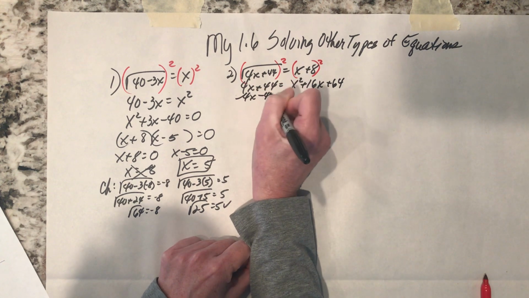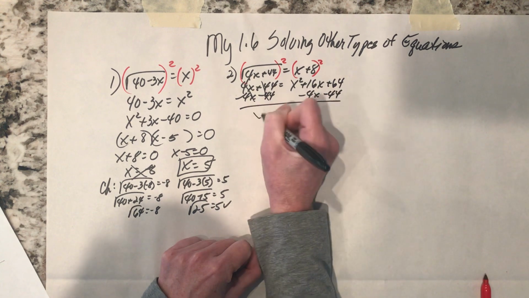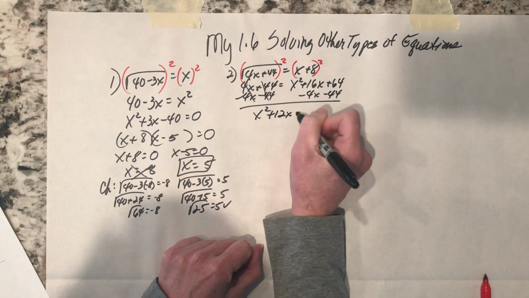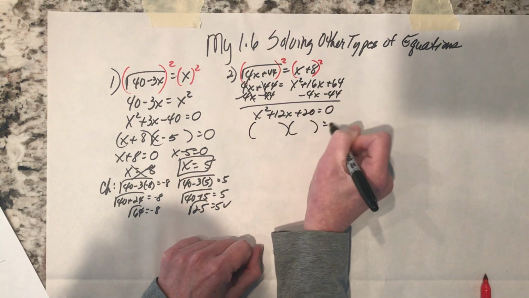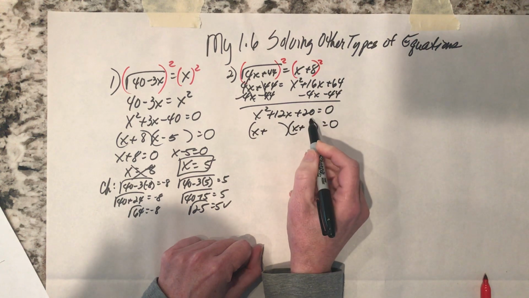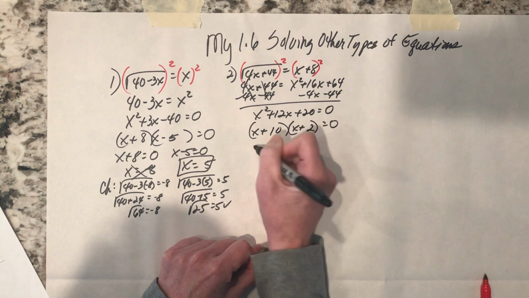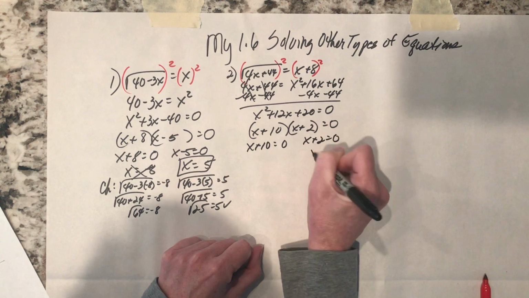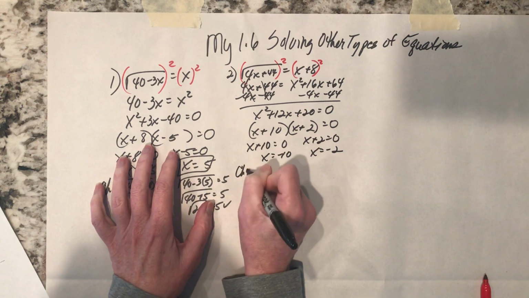Move over the 4x and the 44. X squared plus 12x plus 20 equals 0. There's the 0. Let's factor it. X plus, x plus. The two numbers that multiply to give us 20 that add together to give us 12 are 10 and 2. Use the property that allows you to set each piece equal to 0, and then we'll need to check.